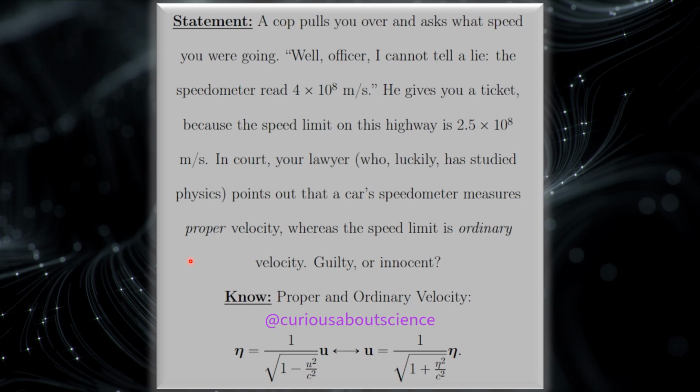Are you guilty or innocent? Now, let's recall here that the proper belongs to the thing that's moving, and the ordinary is what we observe. Okay? That being said, proper is eta, 1 over the square root of 1 minus u squared over c squared, times u. Now, we also saw a couple questions ago in 24 that we reversed these and solved for ordinary in terms of proper, so we have both terms here. Now, let's see which one we could use to prove if we're innocent or guilty.